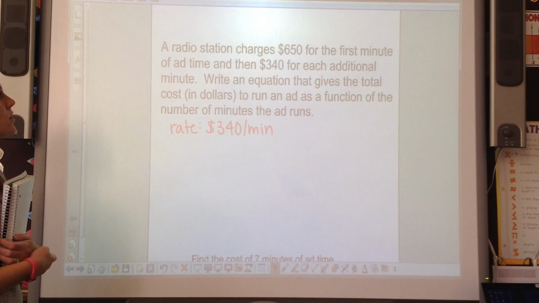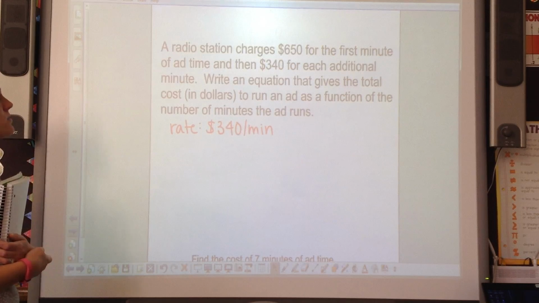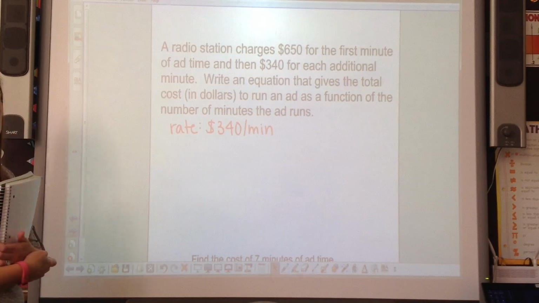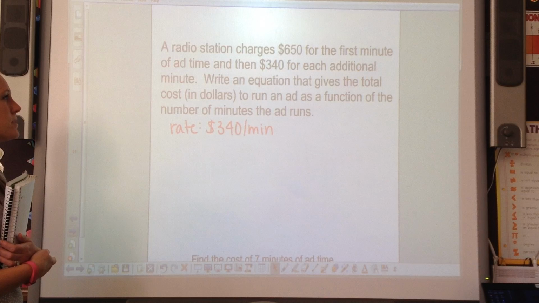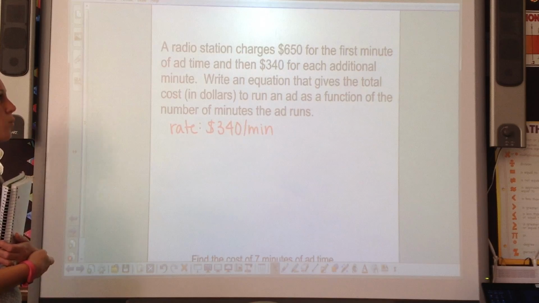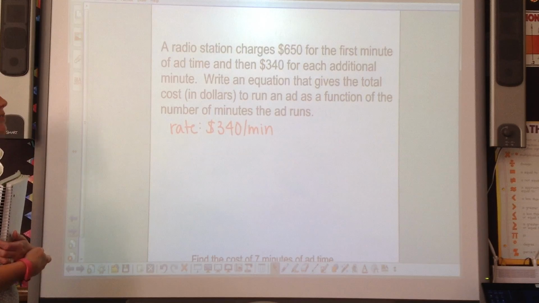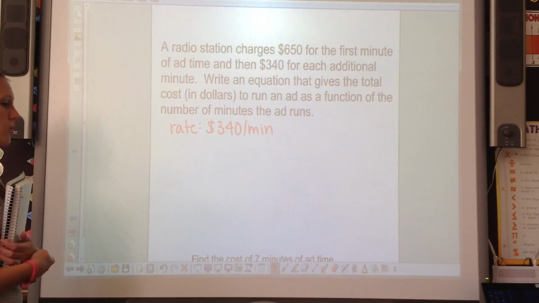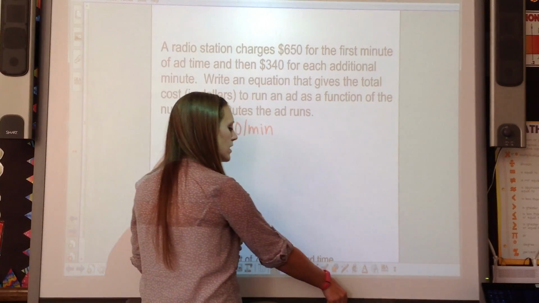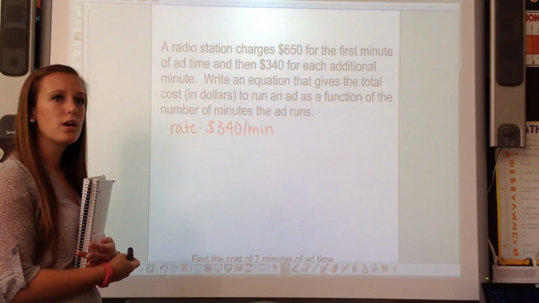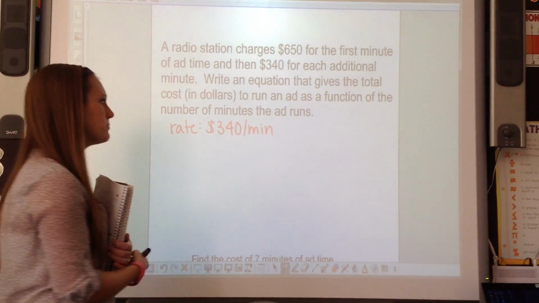And then they give us an ordered pair. A radio station charges $650 for the first minute of ad time. That's going to be an ordered pair. Sometimes I can see how it's going to be hard to see what value should go first in your ordered pair, if money should go first or if minutes should go first. So here's my suggestion to you. Off to the side, kind of think of that slope-intercept formula, how you would set that up.